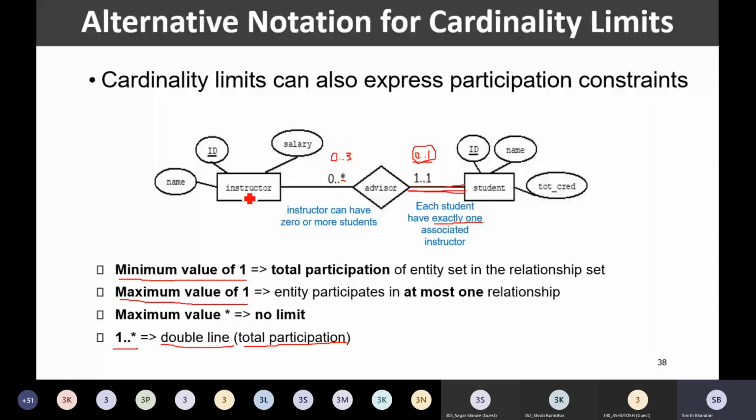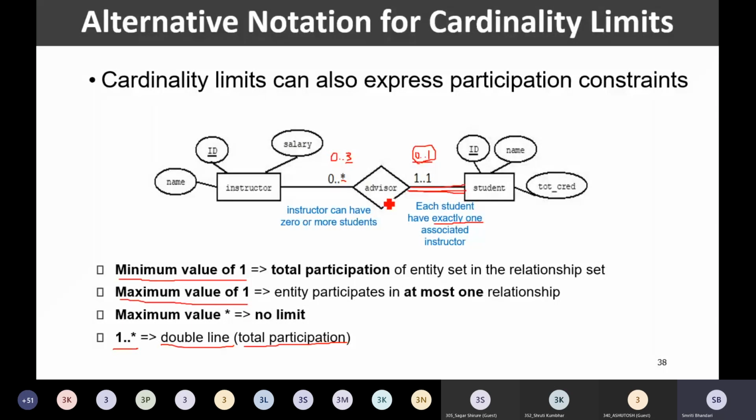Right? But if I'm specifically mentioning 0 to 3, what does it indicate? It indicates that the maximum cardinality is 3. So, the instructor may be associated with the student or may not be associated. Why am I saying may not be? Because the minimum limit is 0. So, the instructor may be associated with the student or may not be associated with the student. It is partial participation in this advisor relationship set.